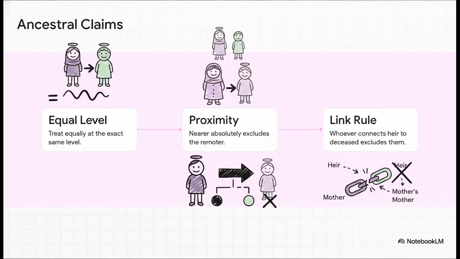The nearer relative absolutely 100% excludes the remoter one. And Step 3 is the intermediate link rule. Whoever connects an heir to the deceased can actually exclude that heir.